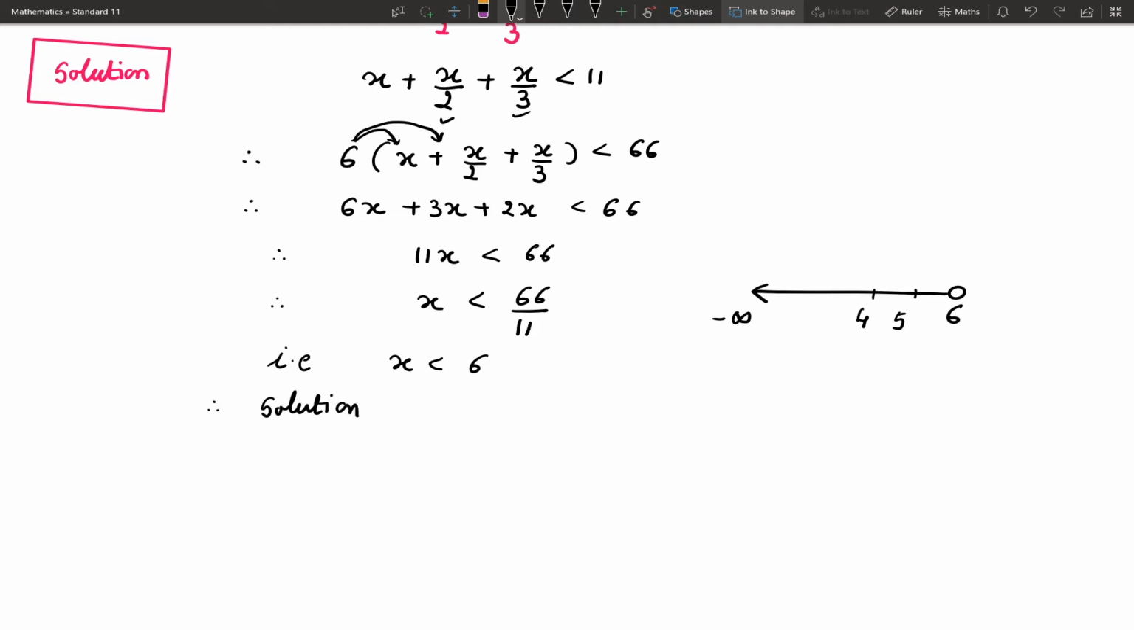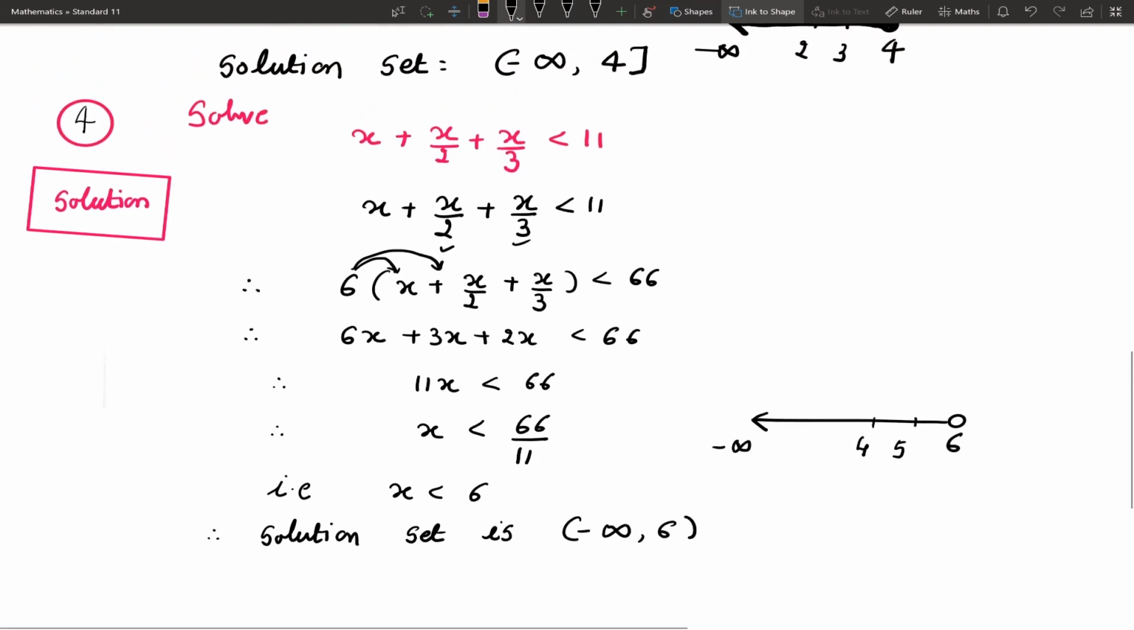And therefore solution set is minus infinity to 6. Since inequality is strict inequality, we have to put an open interval. If x less than or equal to 6, then in that case the solution is open interval minus infinity to closed interval 6.